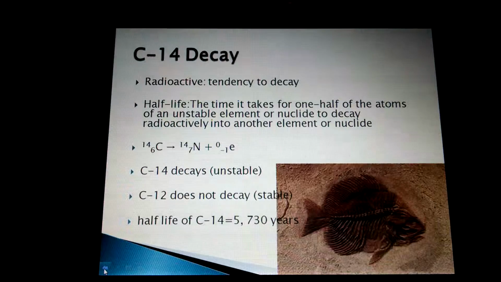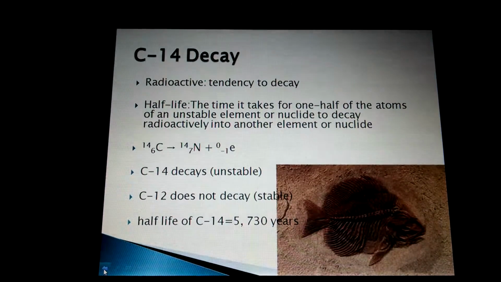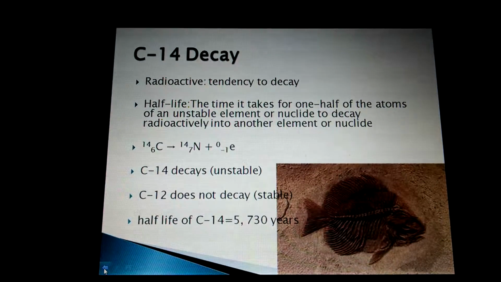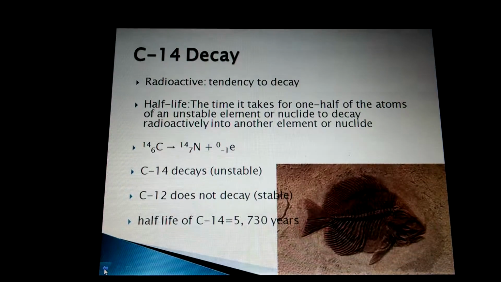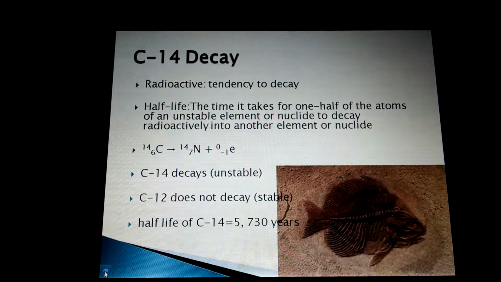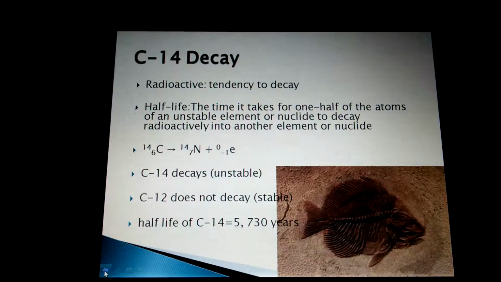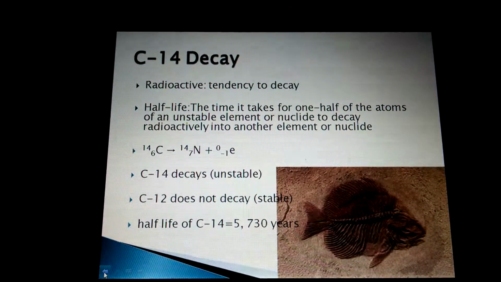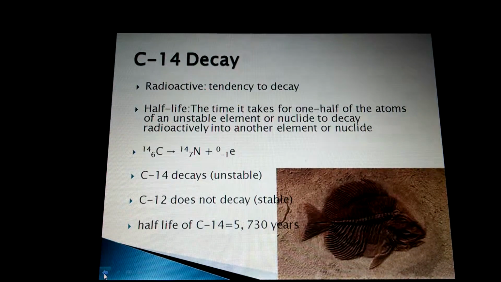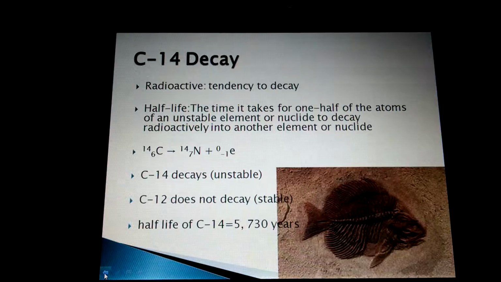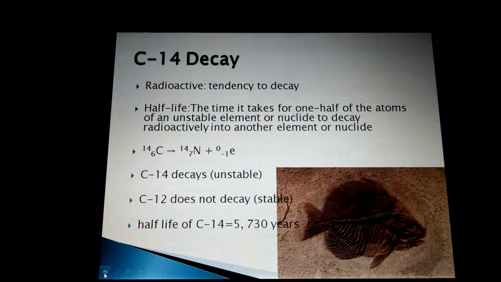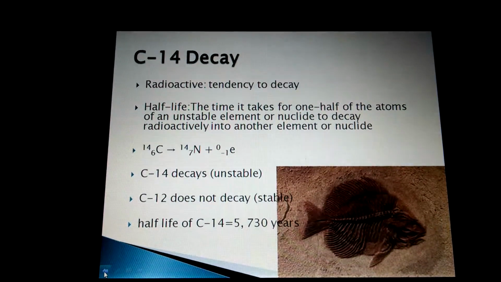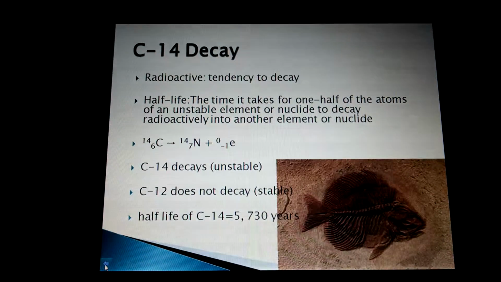Carbon-14 is radioactive, which means it has the tendency to decay. Its half-life, the definition of half-life first, is the time it takes for 1/2 of the atoms of an unstable element or nuclide to decay radioactively into another element or nuclide. So this means that over time, carbon-14 decays back into nitrogen-14 and 1 electron, because it is unstable. However, carbon-12 does not decay because it is stable.